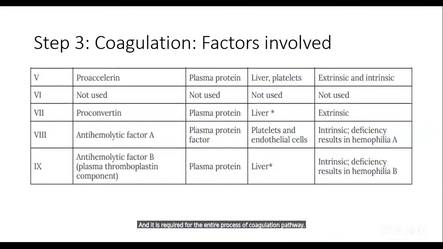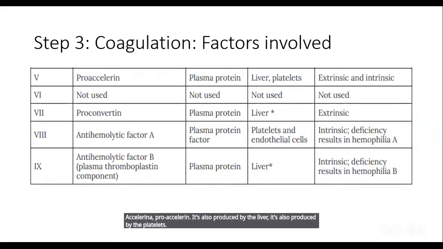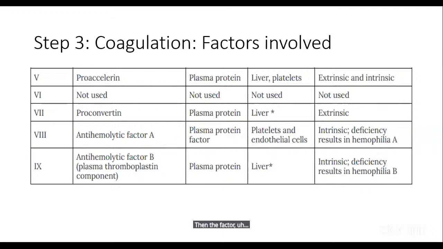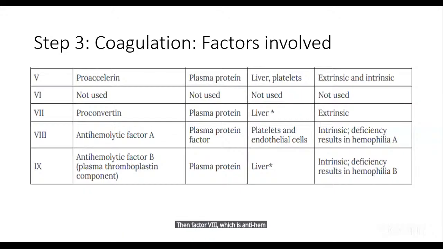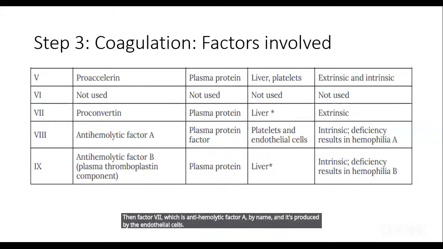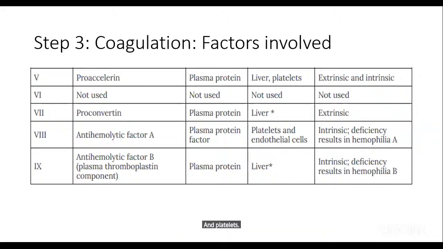Then the factor 5 is the proaccelerin. Proaccelerin is also produced by the liver. It's also produced by the platelets. Then the factor 6, which is not there. We've discussed that. Then factor 7, which is the proconvertin, and is produced by the liver. Then factor 8, which is antihemophilic factor A by name, and it's produced by the endothelial cells and platelets. Take note of the source. Factor 8 is produced by the platelets and endothelial cells.